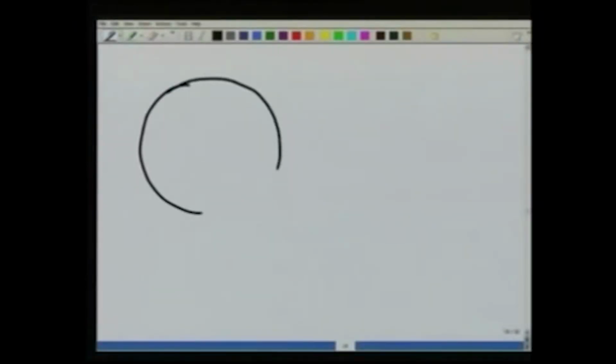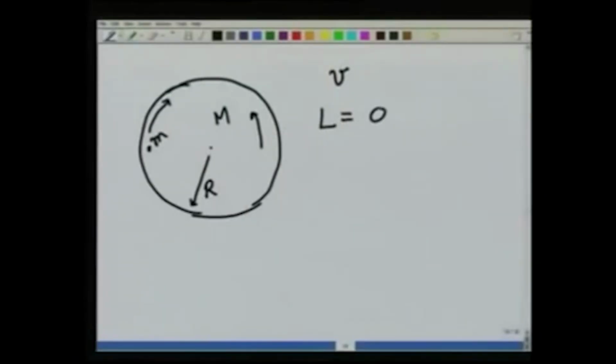As another example of angular momentum conservation, let us consider a huge platform which can rotate without friction in one particular direction or any direction. And let us take a person of mass m moving on its periphery with a speed v with respect to the platform. Let the radius of the platform be R and let its mass be M. We want to know with what angular speed this platform would be moving. So, again, initially if there is no angular momentum, then L should be equal to 0.